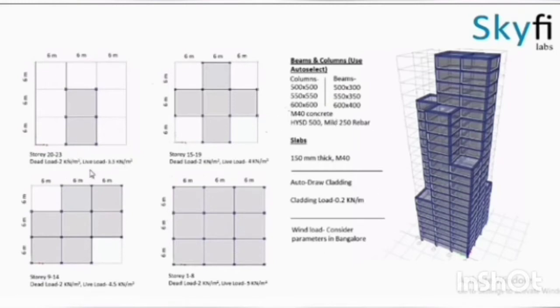Here the 4 sets of stories are given. Dead load for all the sets is 2 kN per meter square. Live load is different for all the sets.